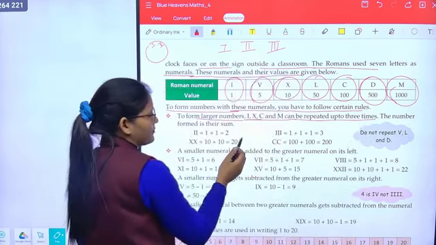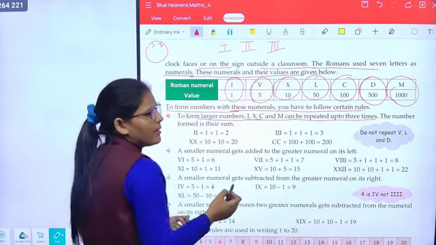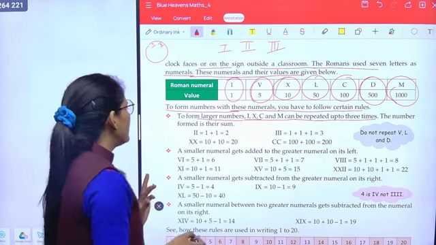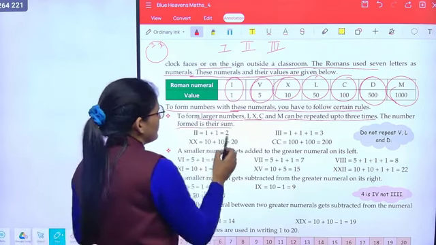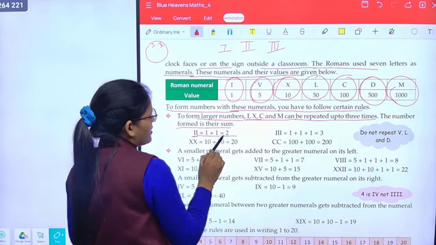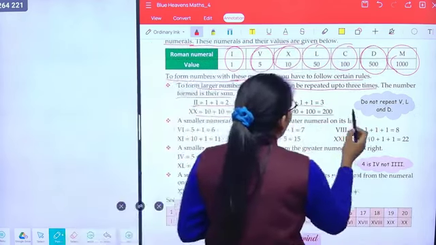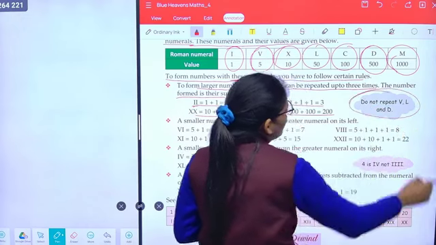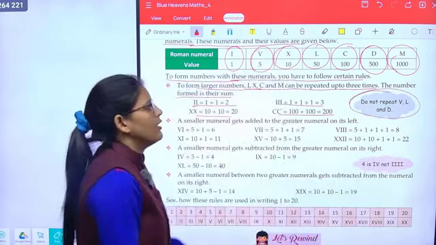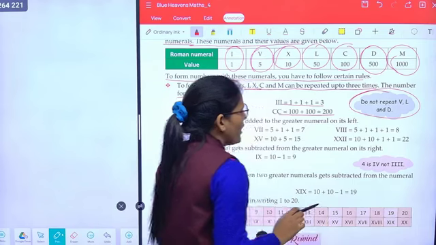Larger numbers, how many times can we repeat them? 3 times. The number formed is their sum. Two numbers, 1 plus 1, 2, 20, 3, 200. Do not repeat V, L and D.